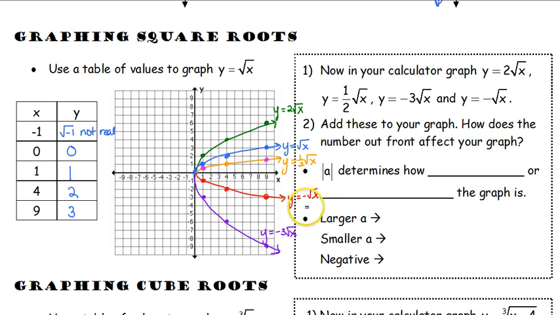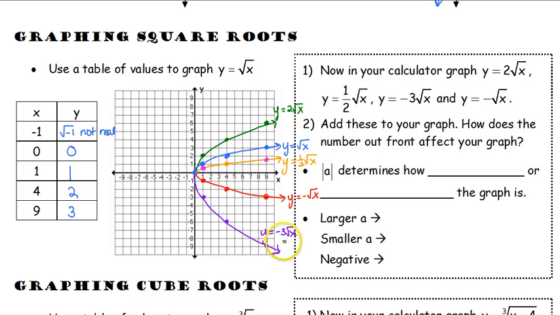Now we have y equals a negative root x. When we add that negative, all it does is reflect the graph over. Because when I plug in 1, I still get 1, but now because of the negative, it's a negative 1. The square root of 4 is 2, but now it's negative 2. The square root of 9 is still 3, but now we're at a negative 3.